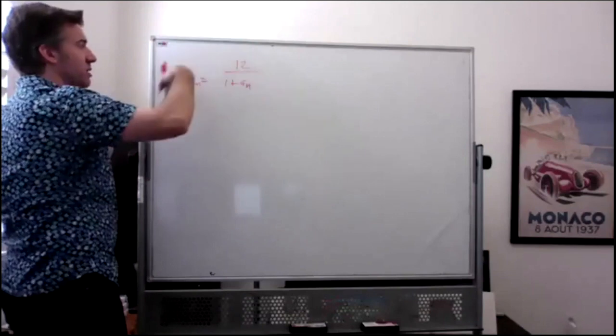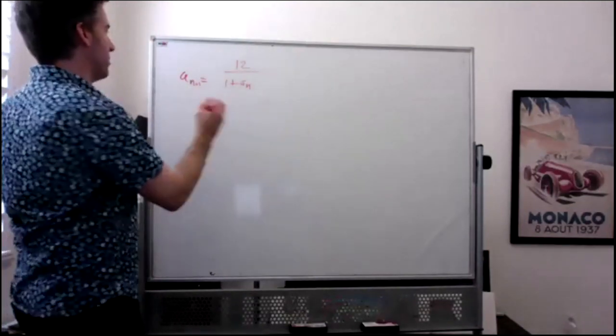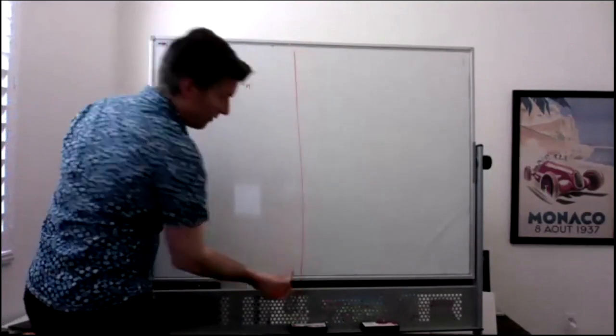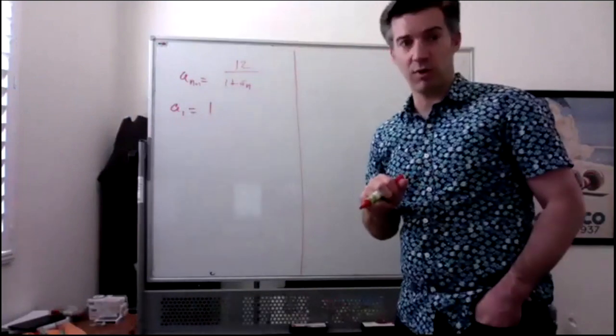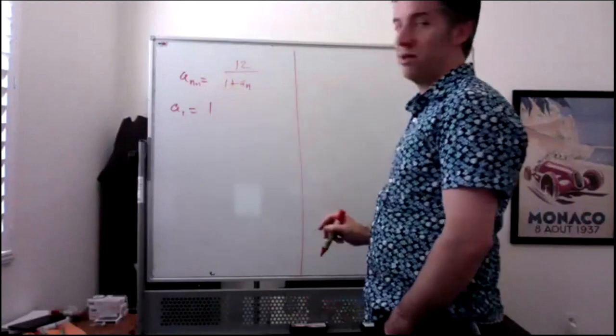Sorry, so this is my sequence. And let's find the, oh, I'm sorry, I'm starting at 1. And let's go ahead and find the fixed points before we even do anything else. In fact, why don't you guys find the fixed points? So set both of these equal to L and solve for L.